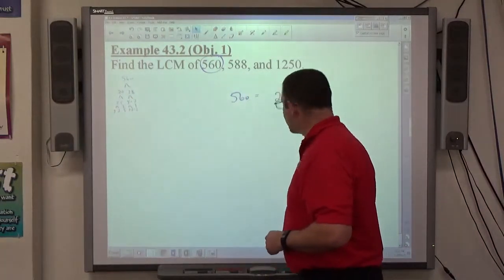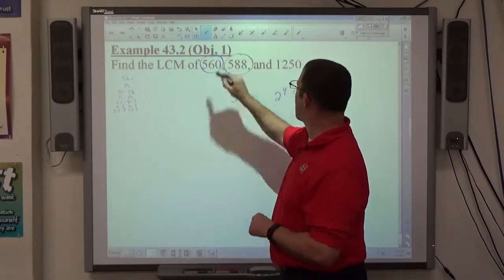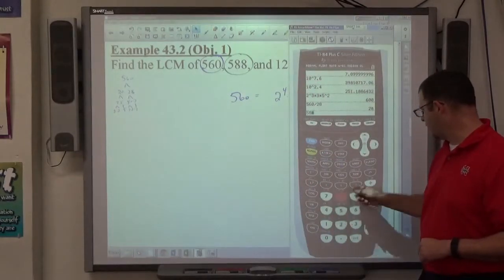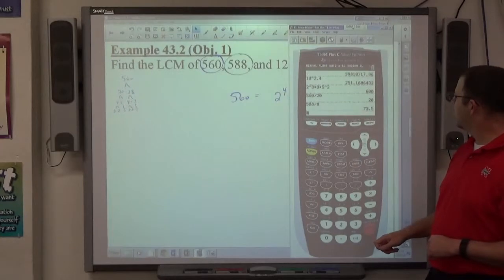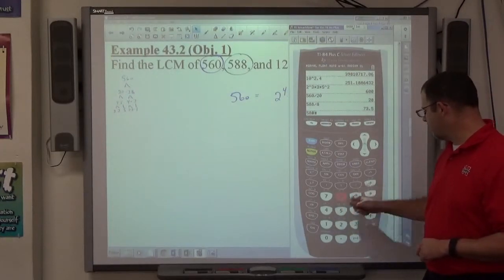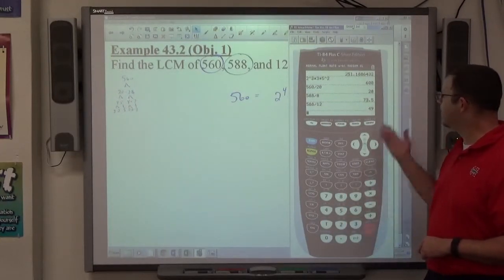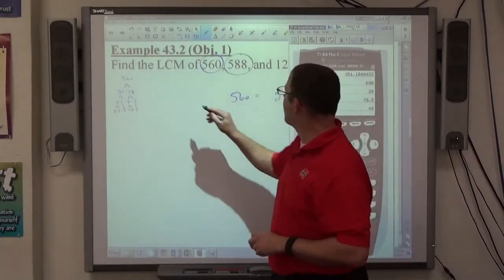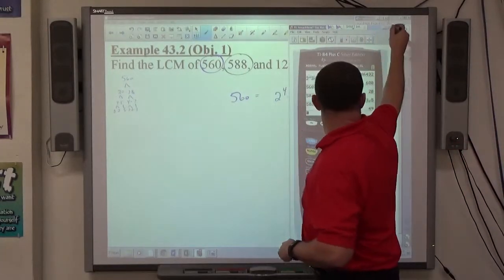The next number is 588. I'm going to guess that 8 goes into it. I'm going to try 588 divided by 8, and I'm wrong. 588 divided by 12. There we go. 588 divided by 12, that works. So 588 is 12 times 49.